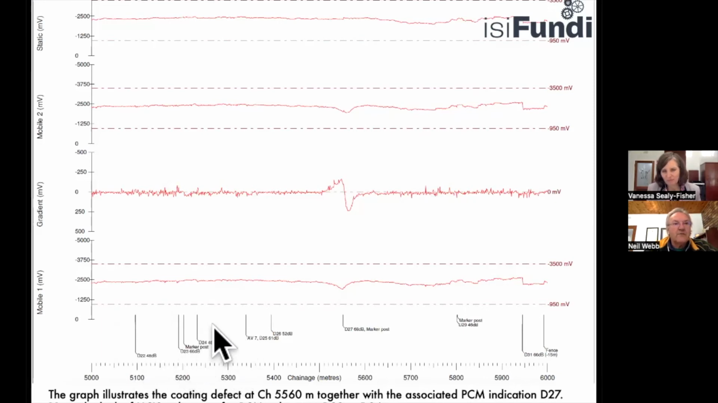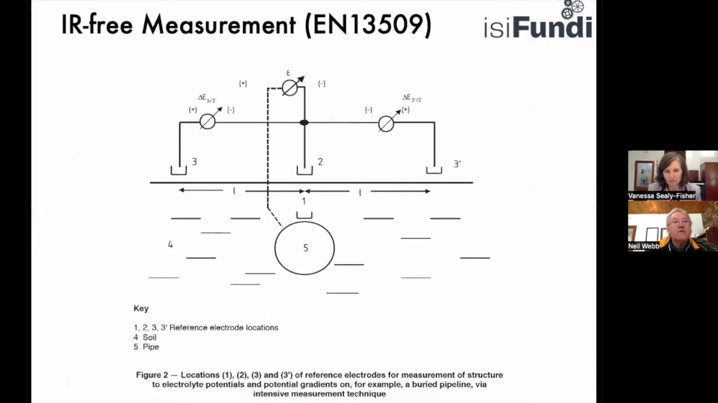1, 2, 3, 4, 5, 7 defects marked on here, but actually there's only one that is of any significance. So the other so-called defects were indications, but not necessarily coating defects. Anyway, this particular defect was then evaluated using the lateral gradient measurement technique.